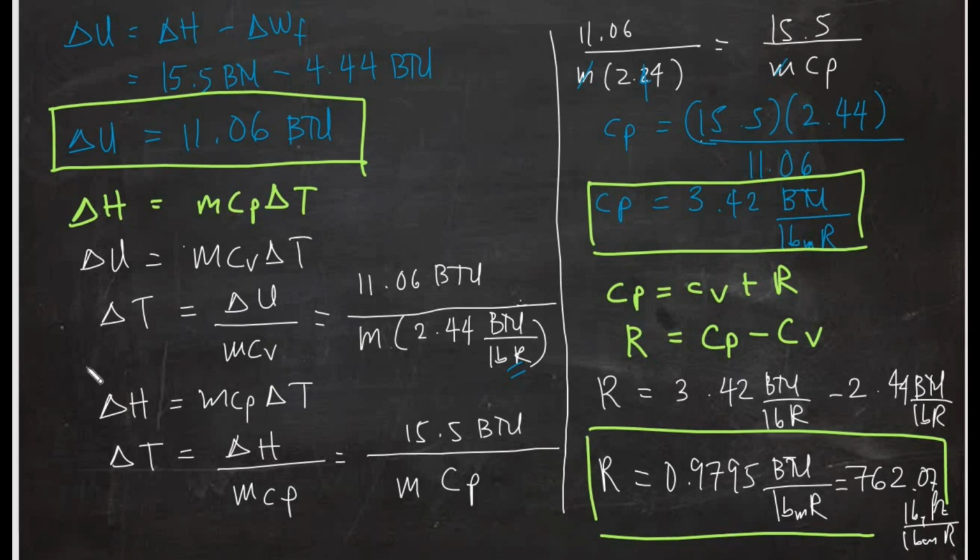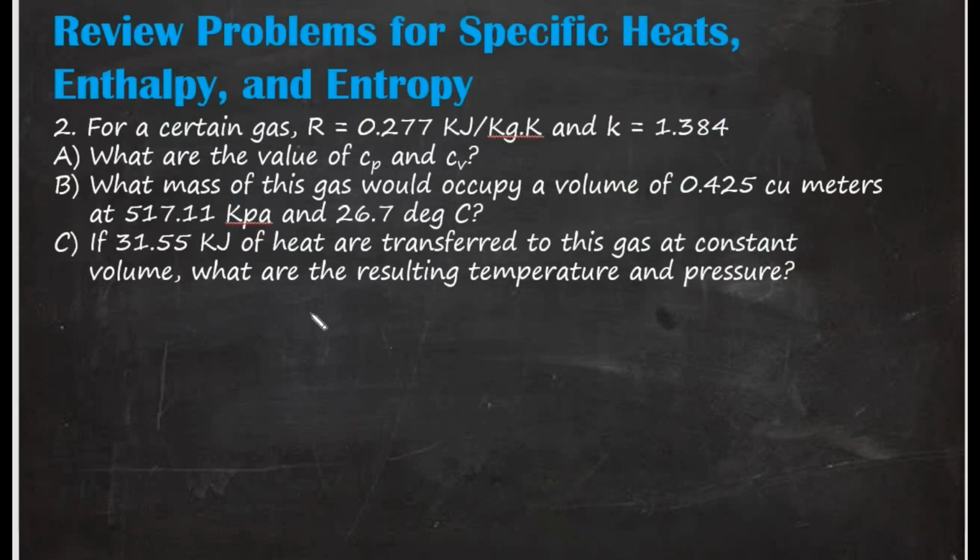Okay, let's go to our problem number 2. For a certain gas, we have R equal to 0.277 kilojoule per kilogram Kelvin. And K, the ratio of specific heats, is equal to C sub P over C sub V. So what are the values of C sub P and C sub V?